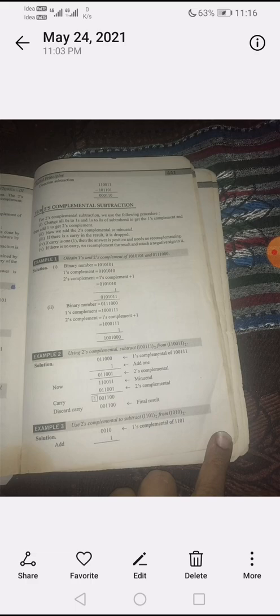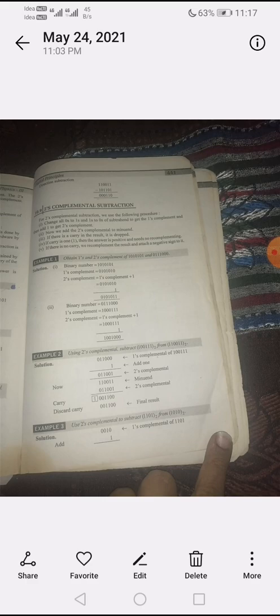So here two examples are given. Obtain ones and twos complement of 1010101 and 0111000. First, the binary number given is 1010101. Convert this number into its first complement. Converting into the ones complement, you will get 0101010.